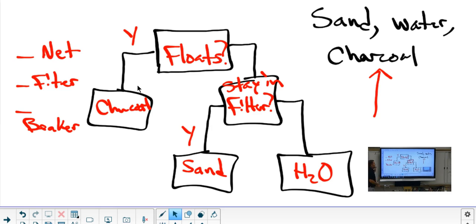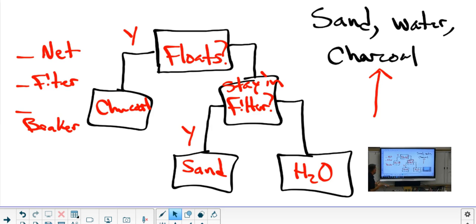All right. There you go. That would work. I never thought about the overflow method. So that would get rid of the charcoal. Then we're left with sand and water, and that is easy. We said, will it stay in a filter if we pour it through? And sand does, water goes through, right? So now you have your three things separate. If you were required to find like their mass, like you will do in the lab, you're set.